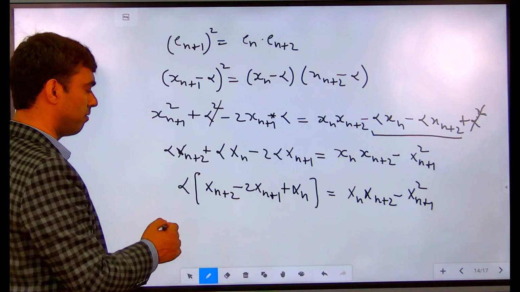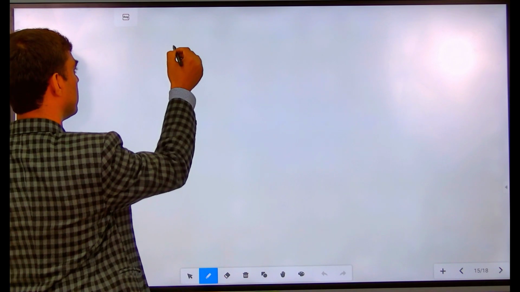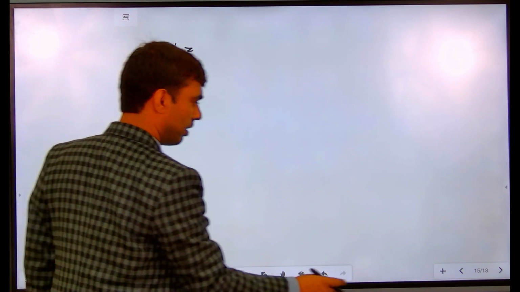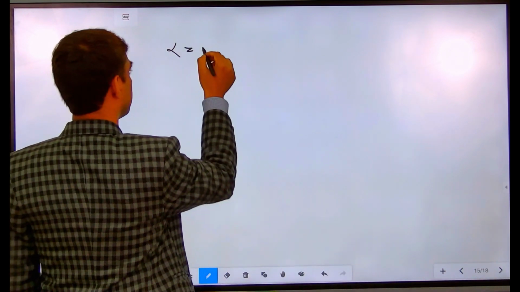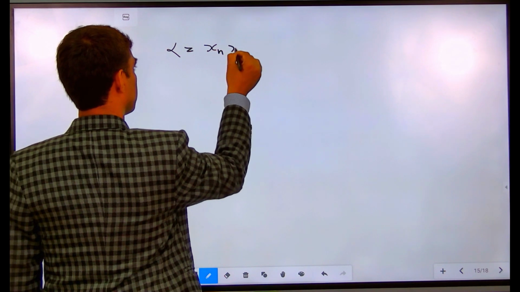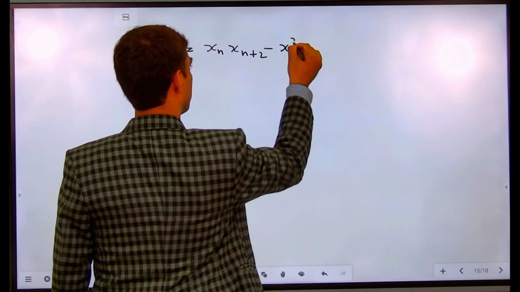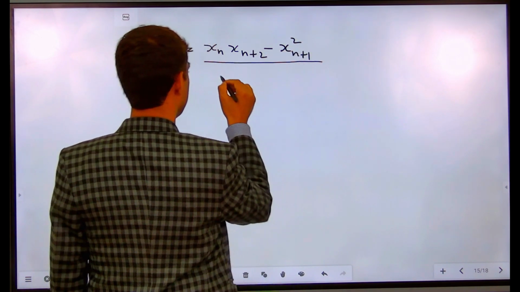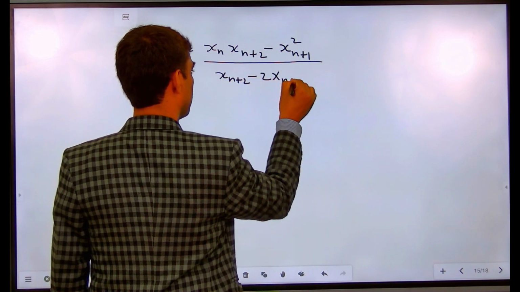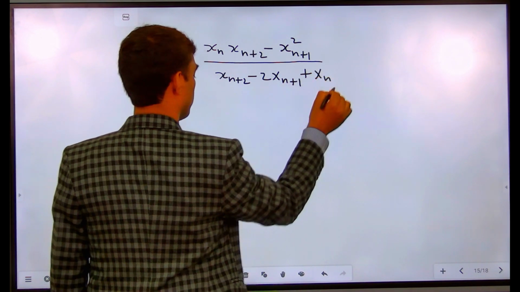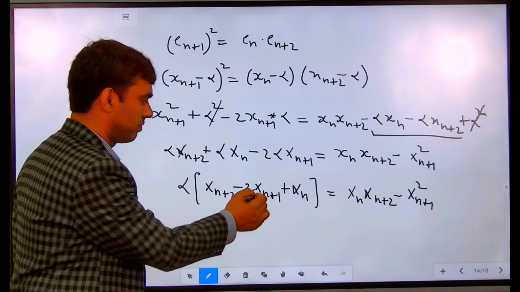So, what is the value of alpha? If we write the value of alpha in the next slide, the value of alpha becomes (xn times xn plus 2 minus xn plus 1 whole square) divided by (xn plus 2 minus 2 xn plus 1 plus xn). Once we verify this one, the denominator is xn plus 2 minus 2 xn plus 1 plus xn.